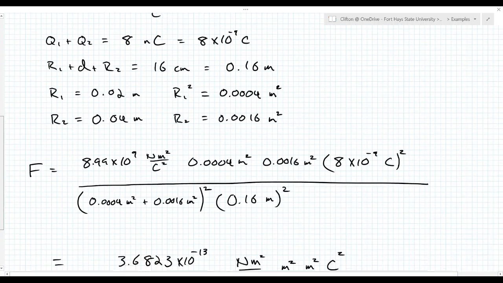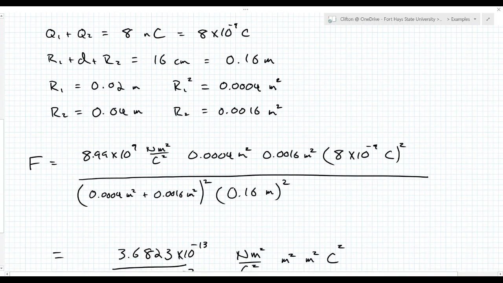Alright, so let me pre-calculate a couple of things that are going to be needed. I'm going to need Q1 plus Q2 here, so I'm just going to go ahead and calculate that. That's going to be 8 nanocoulombs, which I'm going to write as 8 times 10 to the negative 9 coulombs. I'm going to calculate the sum R1 plus D plus R2. That's going to be 16 centimeters. I need R1 squared and R2 squared. Looks like I dropped it there again. So I'm going to calculate R1 squared and R2 squared in terms of meters squared. Right, that needs to be in meters squared, not centimeters squared.